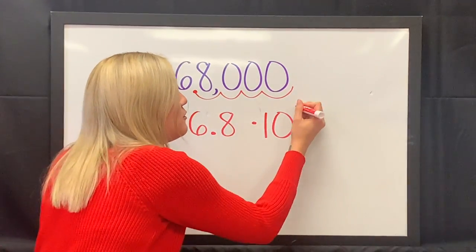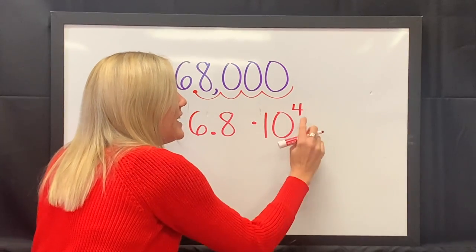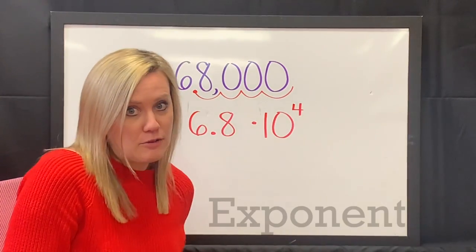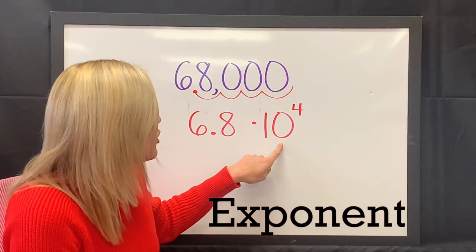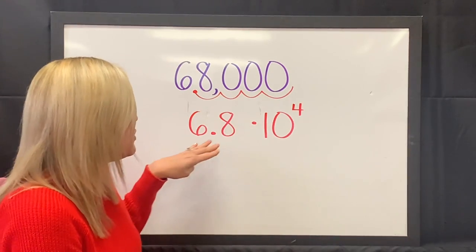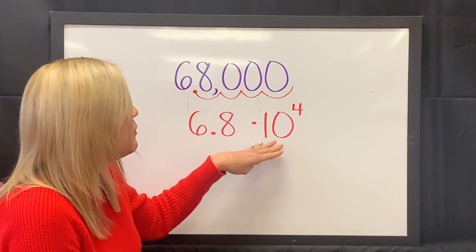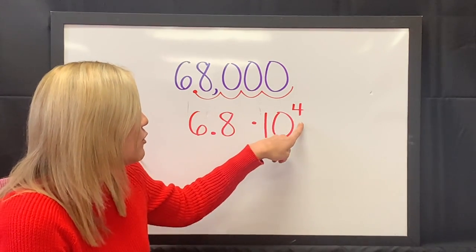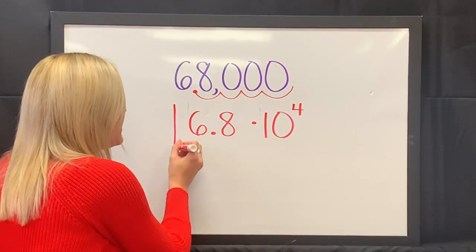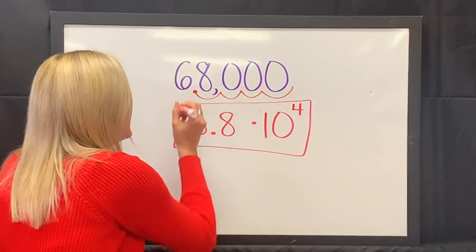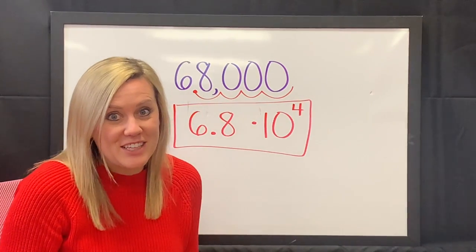So that little 4 is going to go right here. This is called an exponent. This means 4 groups of 10. So we would take our 6.8 and multiply it by 10 4 times. This is how you write 68,000 in scientific notation.